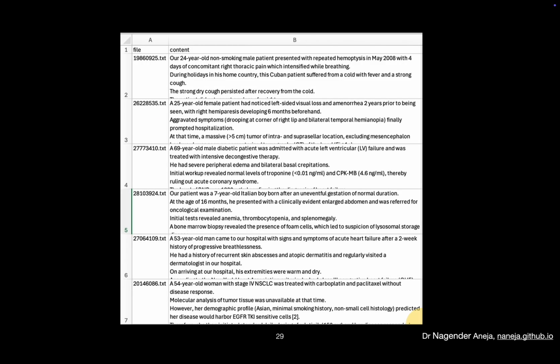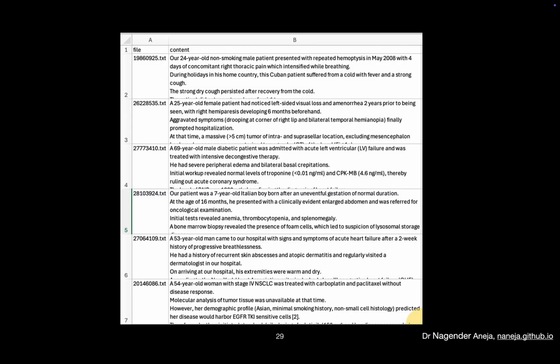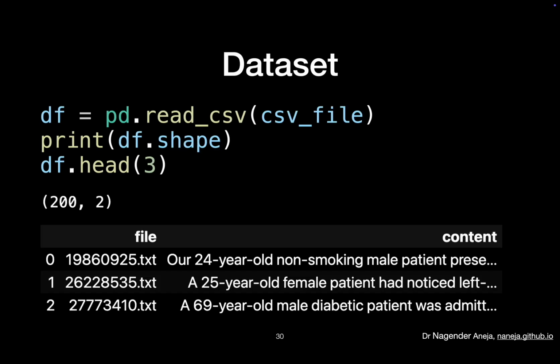Okay, so this is what will be created. In the first column, we have the file, and in the second column, we have the content from the different files, right? So now if we want to ask a question, we need to find out in which of these rows the answer most likely is. And these are, I think, 200 rows. If I read this file and print, it says 200, so it means there are 200 rows and two columns. The first column is the file and the second column is the content, right?